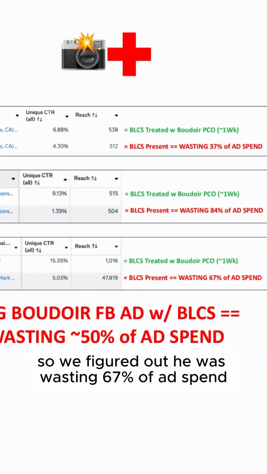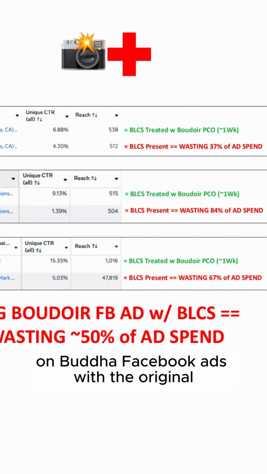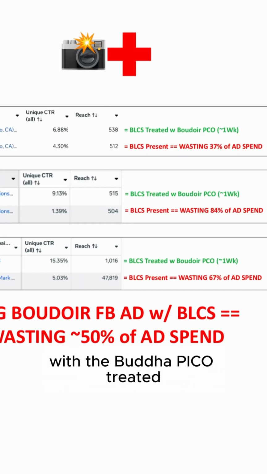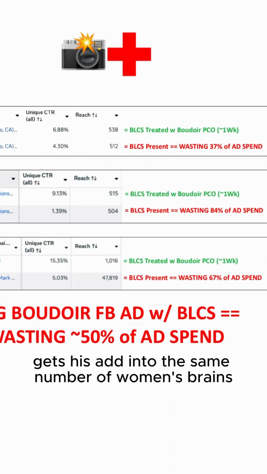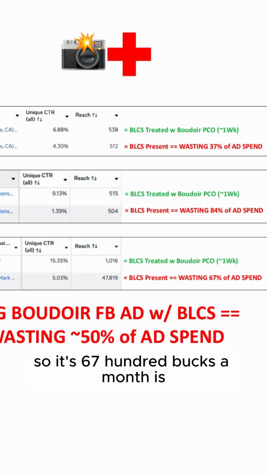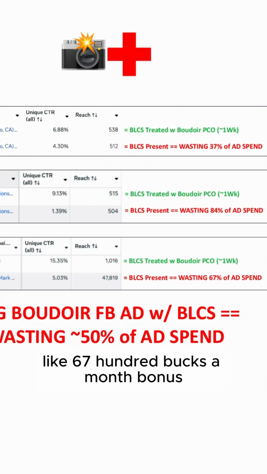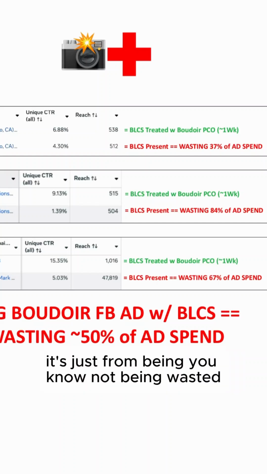So we figured out he was wasting 67% of ad spend. So if he's spending 10 grand a month on Boudoir Facebook ads with the original, he now only has to spend $3,300 a month with the Boudoir Pico treated ad, and he gets his ad into the same number of women's brains. So it's $6,700 a month he doesn't have to spend. It's cash back in his pocket, like a $6,700 a month bonus. Doesn't have to service any clients. It's just from not being wasted.